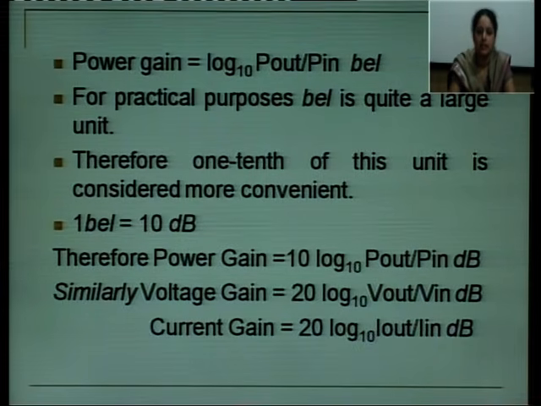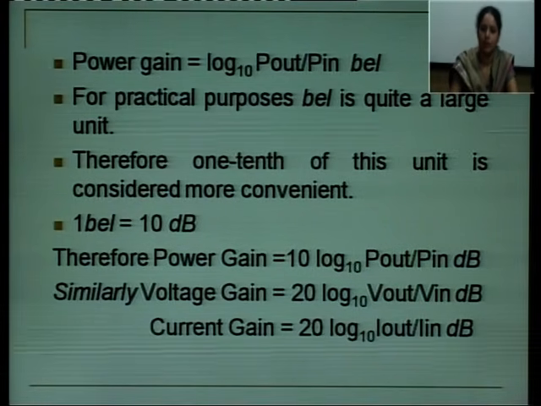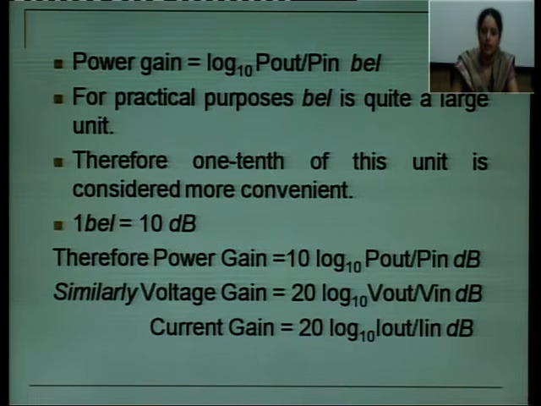Similarly for voltage and current gain, when we consider the logarithm, the square is multiplied further by the term. Here you have voltage gain 20 log 10 V out by V in. Why this 20? Because power, when considered as a voltage or current, is V square or I square.